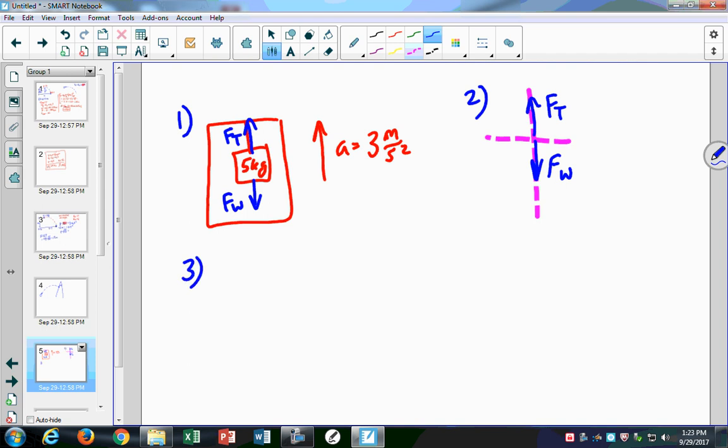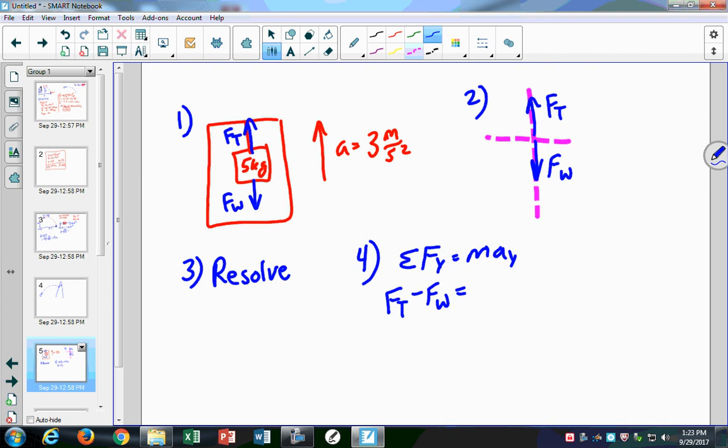Fourth, I would write out Newton's second law. Sum of the forces in the y direction equals m a_y. Sum of the forces in the y direction, that's FT minus FW, the vector sum of those forces, equals m a_y. And I'm looking for FT, so I solve it for FT. This one is more straightforward. There's just one step you have to take mathematically. Sometimes there's 2 or 3 steps. So FT is FW plus m a_y.